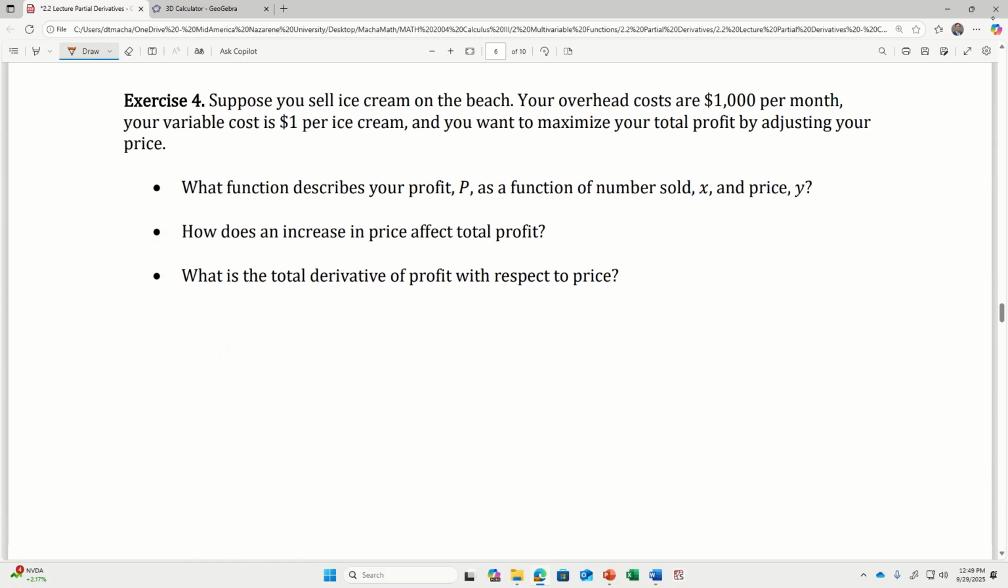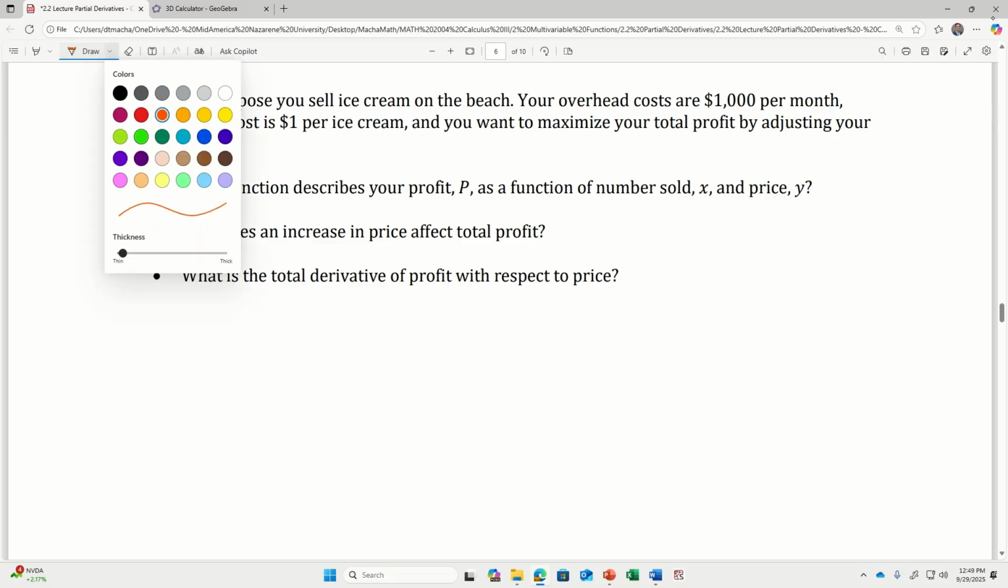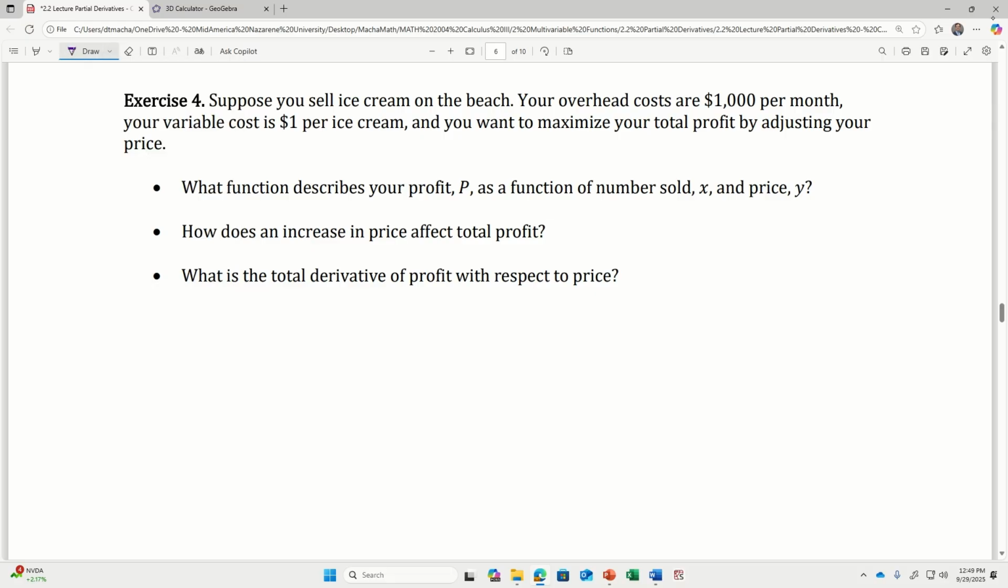So let me show you how that might look in practice. Suppose you sell ice cream on the beach. Your overhead costs are $1,000 per month. Your variable cost is $1 per ice cream, and you want to maximize your total profit by adjusting your price.